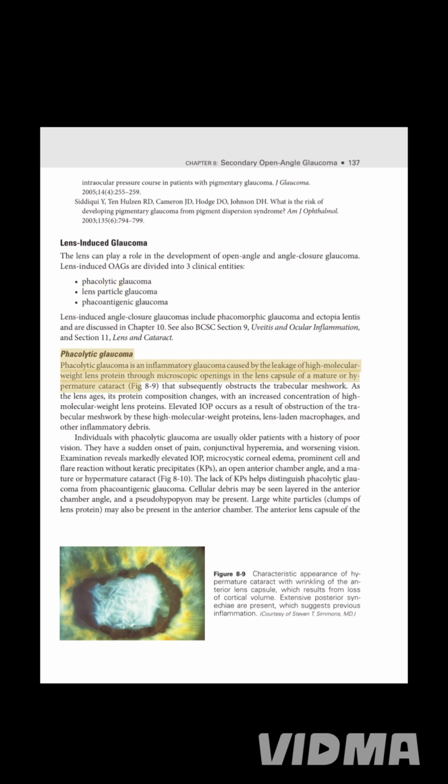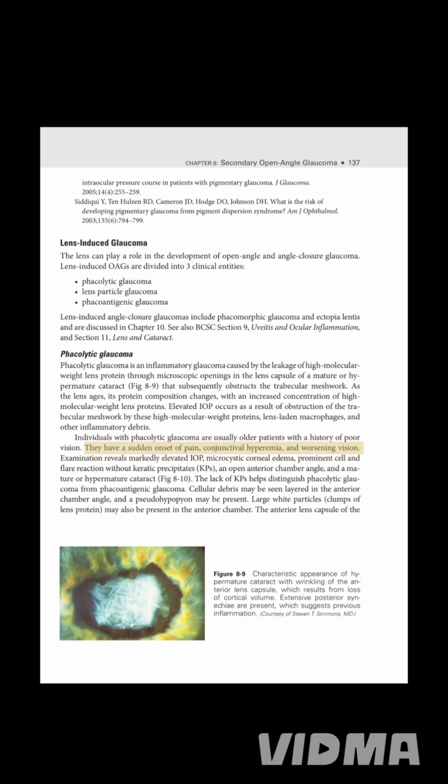Phacolytic glaucoma. Phacolytic glaucoma is an inflammatory glaucoma caused by the leakage of high molecular weight lens protein through microscopic openings in the lens capsule of a mature or hypermature cataract, Fig 8-9, that subsequently obstructs the trabecular meshwork. As the lens ages, its protein composition changes, with an increased concentration of high molecular weight lens proteins. Elevated IOP occurs as a result of obstruction of the trabecular meshwork by these high molecular weight proteins, lens-laden macrophages, and other inflammatory debris. Individuals with phacolytic glaucoma are usually older patients with a history of poor vision.